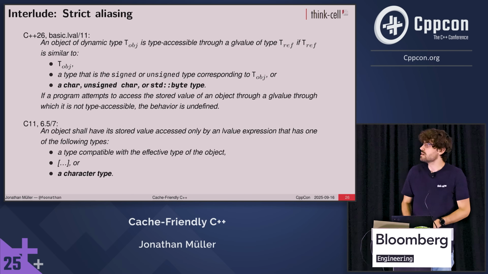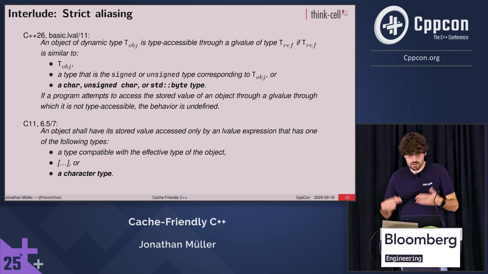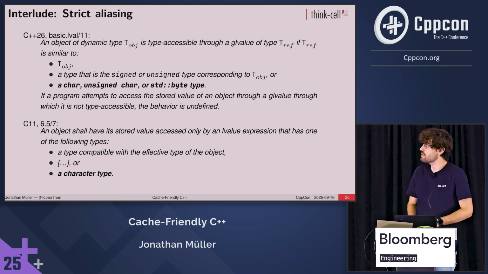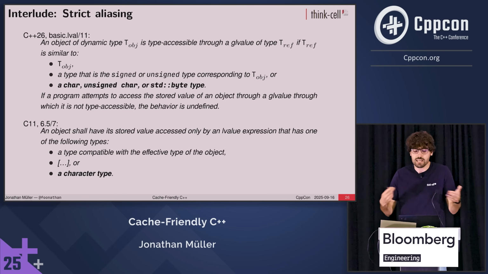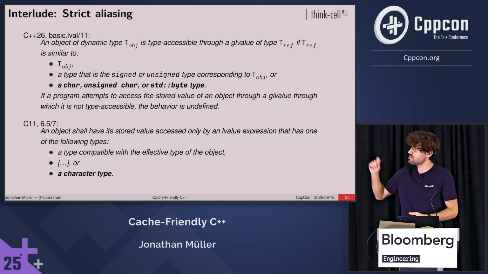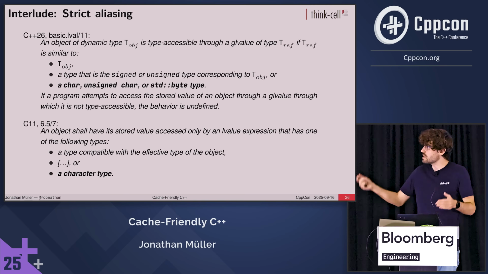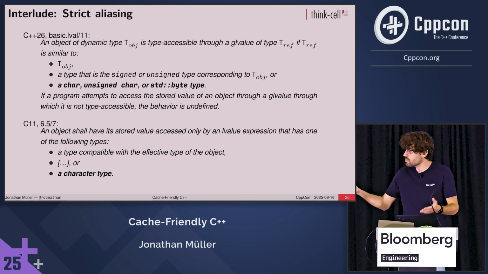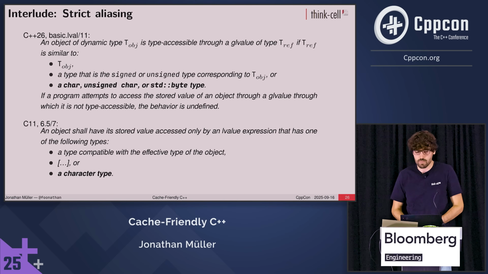C has a similar rule. C, however, doesn't care as much about which specific flavor of char you use. It just allows char, unsigned char, and signed char. And usually the optimizers don't differentiate between C and C++, so they all assume that a char pointer or a signed char pointer can also alias anything.